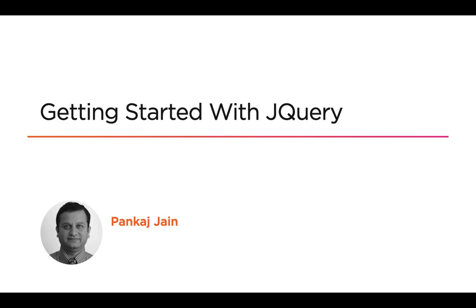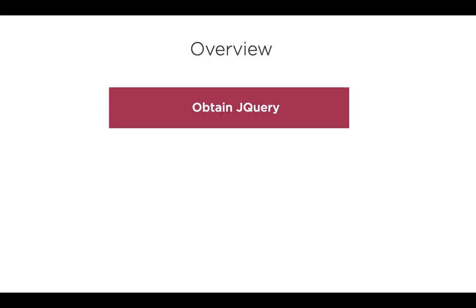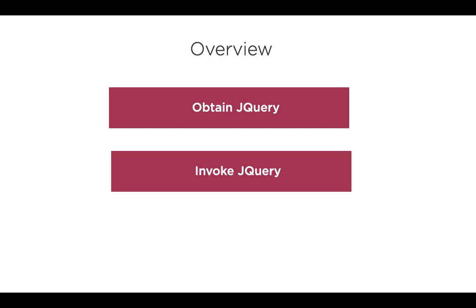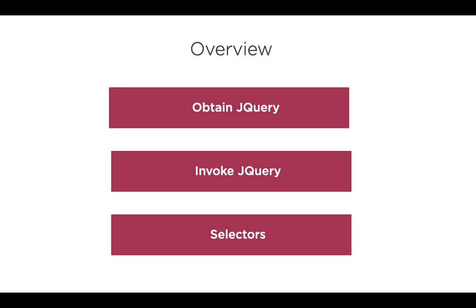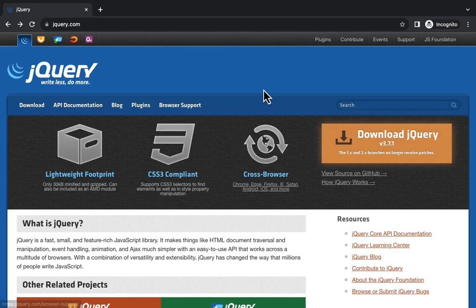In this video, we will start off by seeing how to obtain the jQuery library and include it in our project. Then we will see how to invoke it. We will specifically examine its selector mechanism, how we can select different elements on the web page using IDs, classes, tag types, etc., and invoke some basic actions on them. This video will help you get started with jQuery.